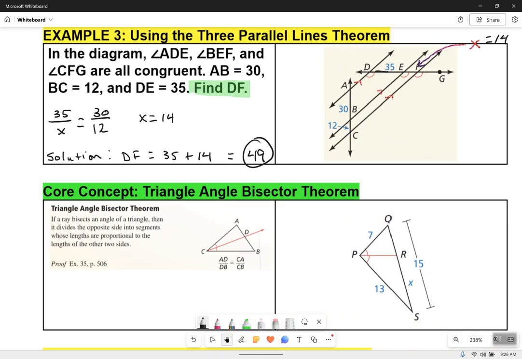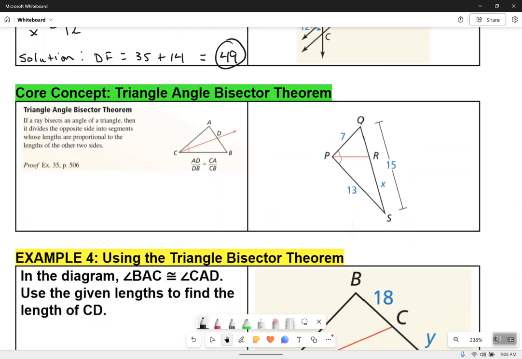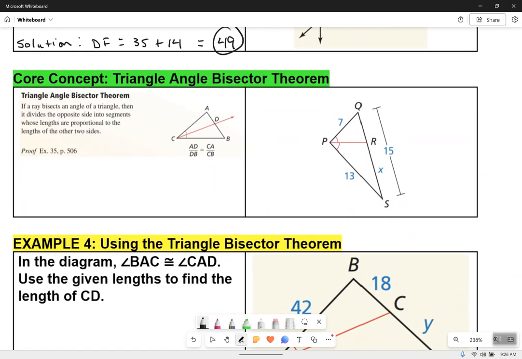Hey, are you guys okay with setting up ratios involving parallel lines? That's my first question. Okay. All right. Let's talk about this core concept then here. Now, the next one here is a little trickier, okay? I'm not going to get too concerned about this diagram over here, but what I want you to do is call that distance from Q to R a 15 minus X right here before we talk about this.